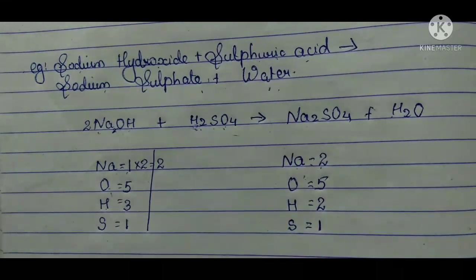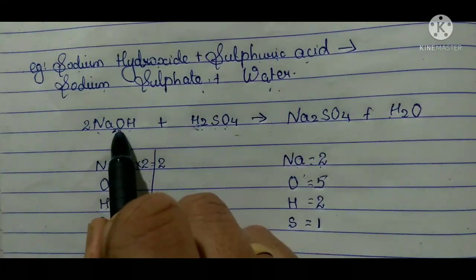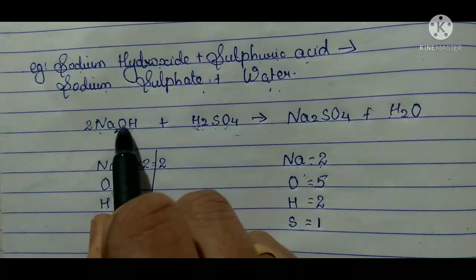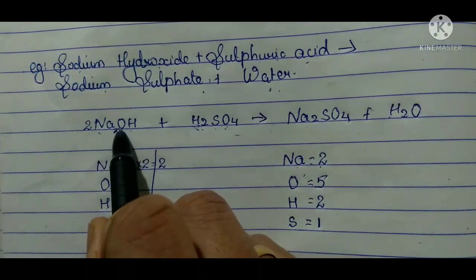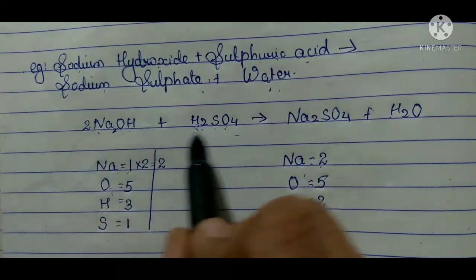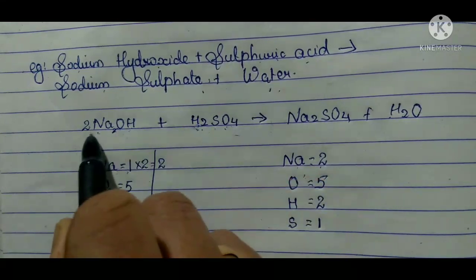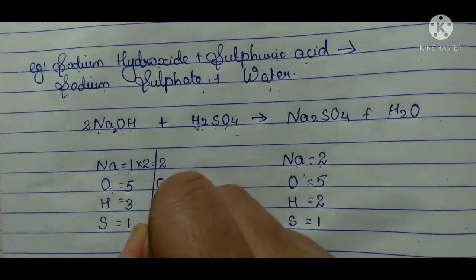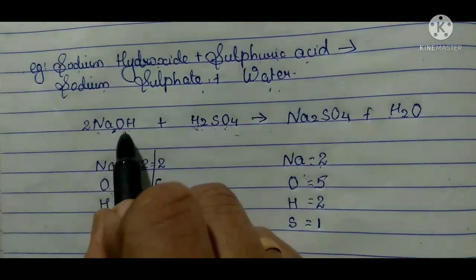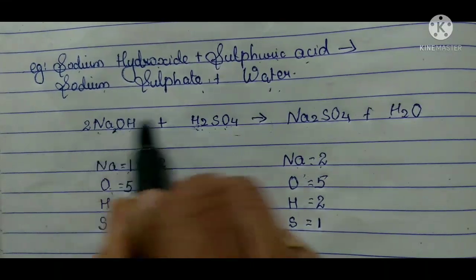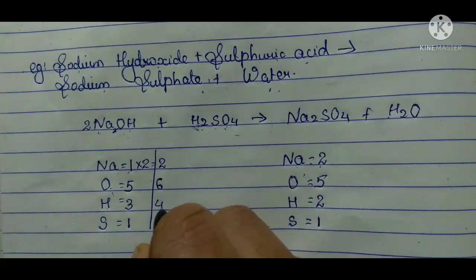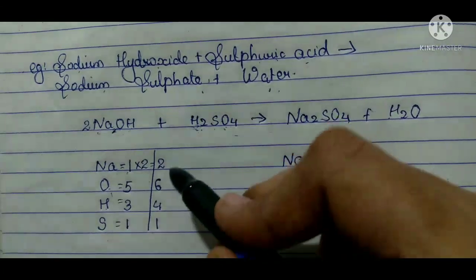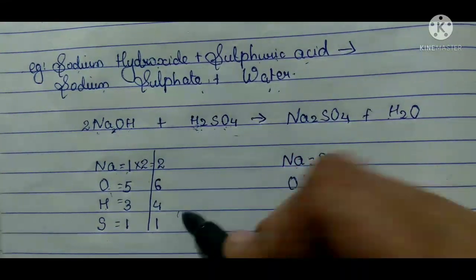So sodium is 2, oxygen. How many oxygen? Here 2 oxygen. This comes in multiplication. Okay. How many oxygen? 2 oxygen. How many oxygen? 4. So 2 plus 4. Now I have 6 oxygen. Hydrogen, here 2 plus 2. Hydrogen is 4. No change in sulfur. So this is my new number.